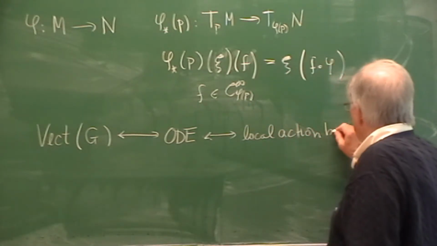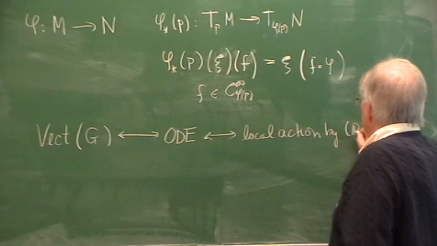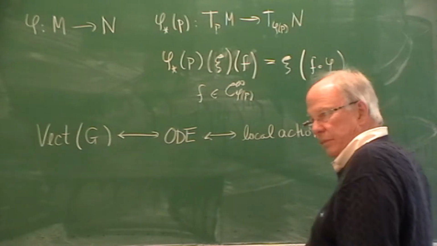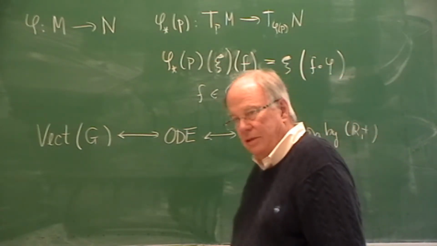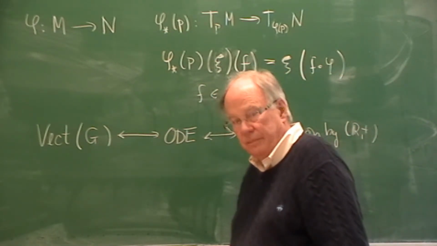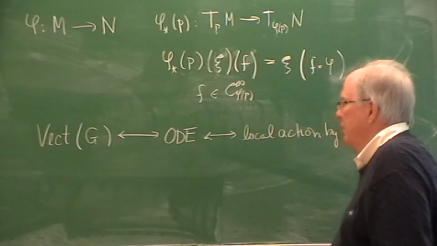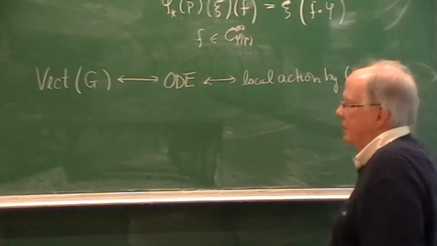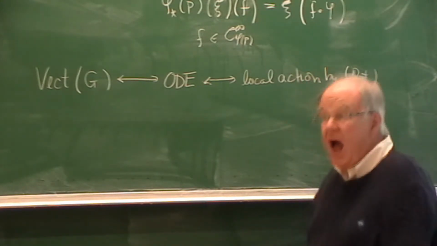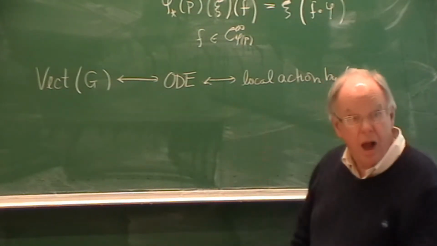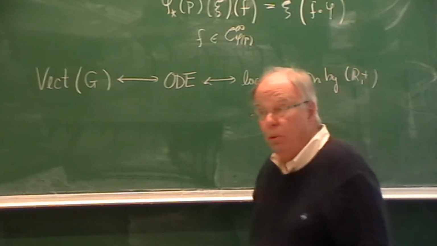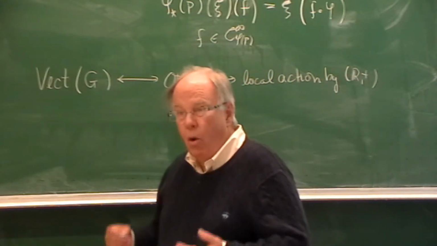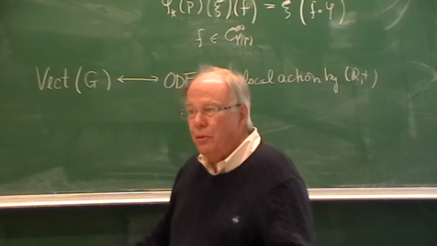Right? By the real numbers. Not necessarily global. It's a local action by the real numbers. That's all this stuff, so the local action of it. It is global. When is a local action not global?